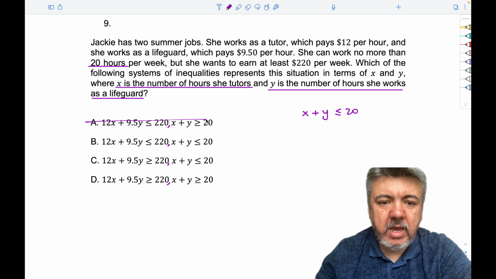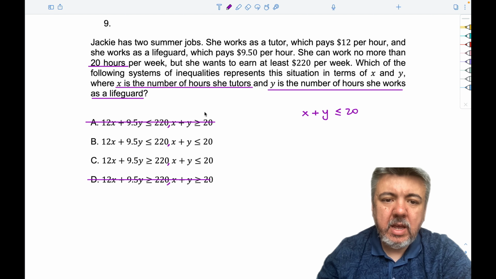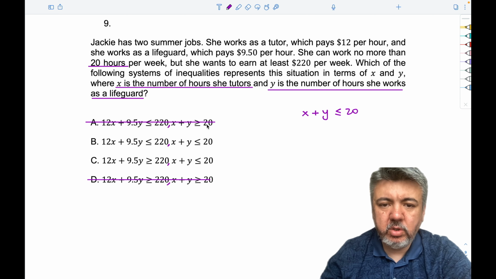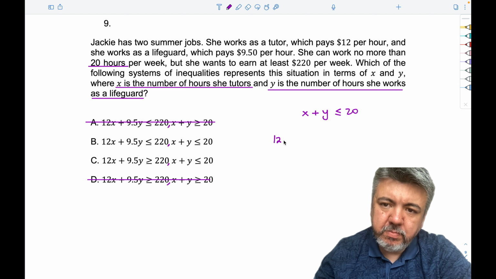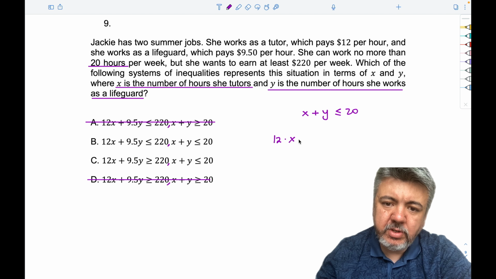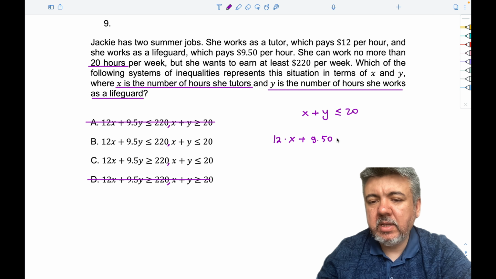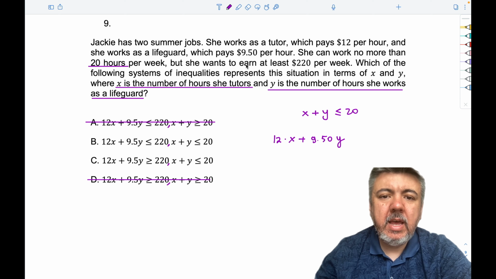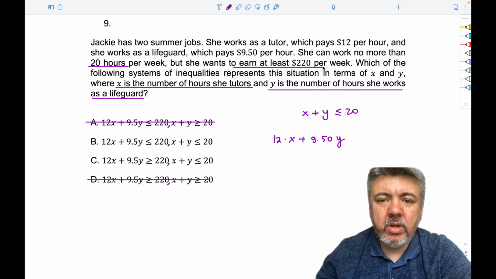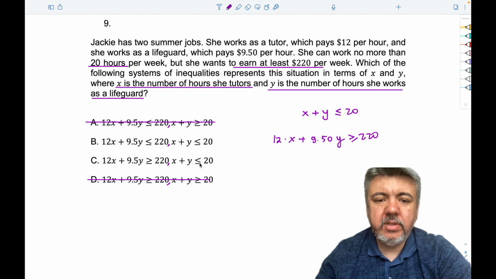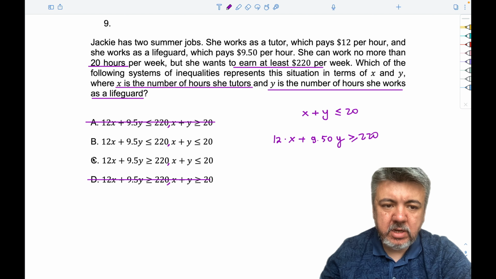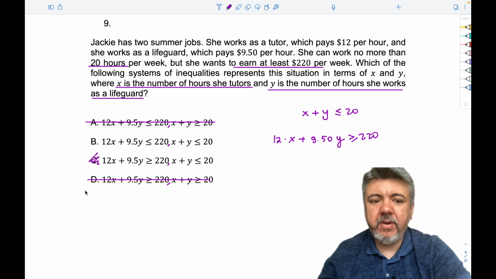So choice A and choice D are cancelled because they suggest x plus y is greater than or equal to 20. On the other hand, $12 per hour for tutoring for x hours and $9.50 for lifeguarding for y hours, and she wants to earn at least, that means greater than or equal to 220. So that's going to be choice C, my friends.